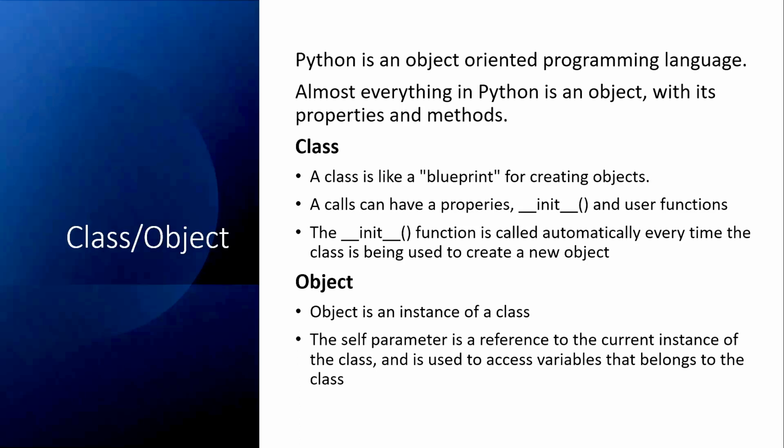Now, what is an object? As we already talked about, an object is an instance of a class. A self parameter inside a class is a reference to the current instance of the class and is used to access variables that belong to the class. Now, this sentence will make more sense when we have a look at the example.